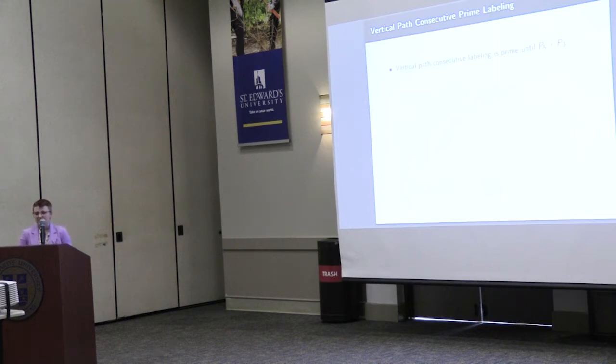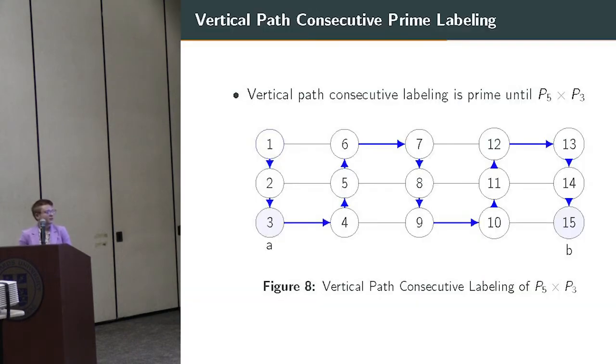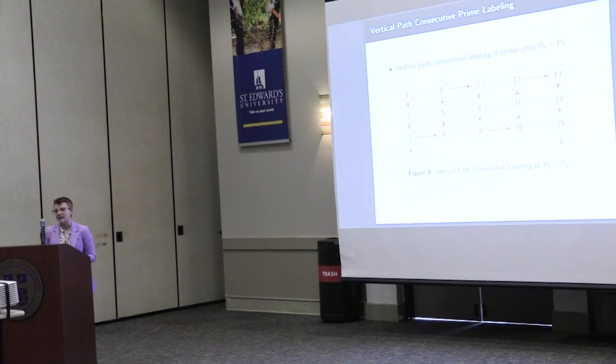And so we were continuing on with that kind of labeling, and it was prime up until the grid graph P sub 5 cross P sub 3. Here's what that graph looks like. So we have a problem here. 10 and 15 are next to one another. So 10 and 15 are both divisible by 5. So that means that they aren't relatively prime, and this isn't a prime labeling.